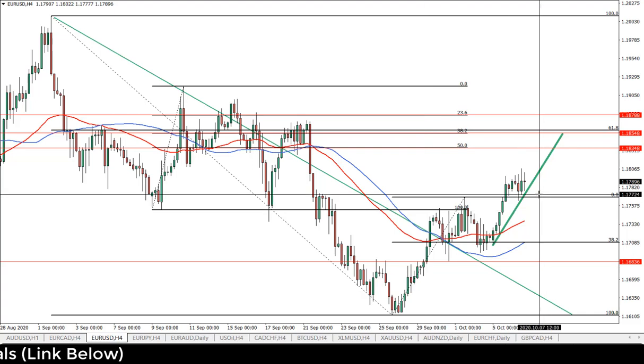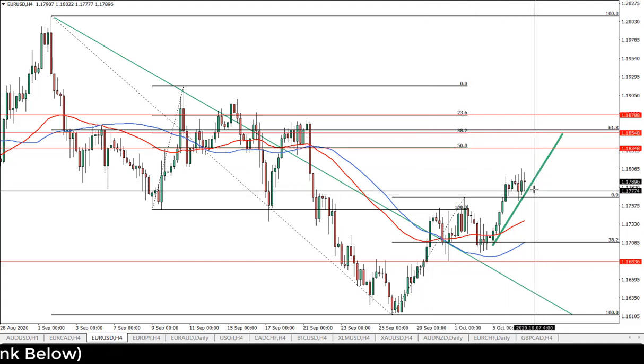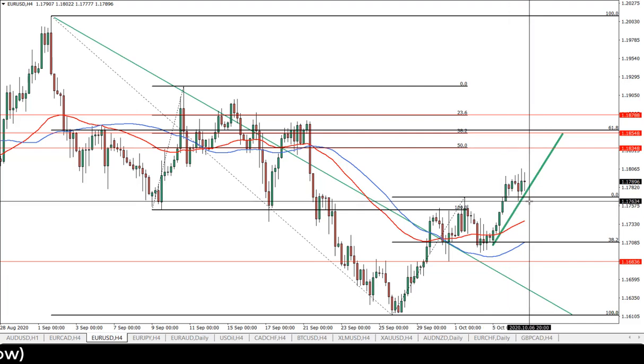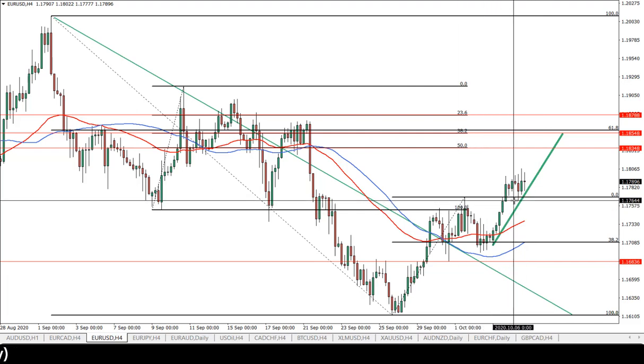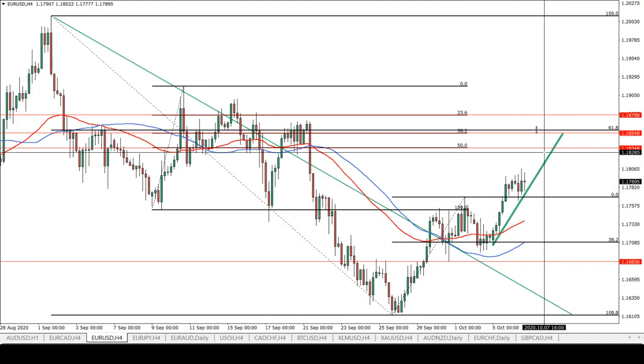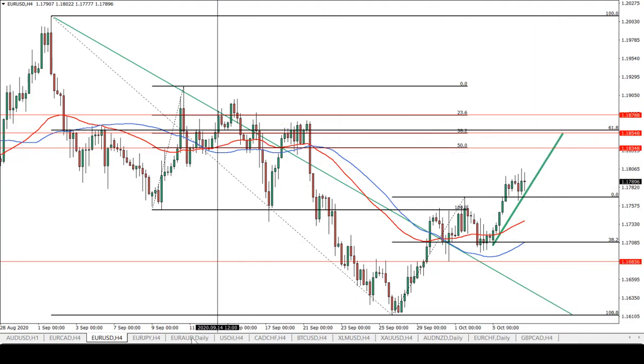Back to the euro US dollar. So here we might see this move to the downside, and I think the most important thing will be that price will hold this support. If not, it could consolidate, but I will follow it and let's see how it goes.